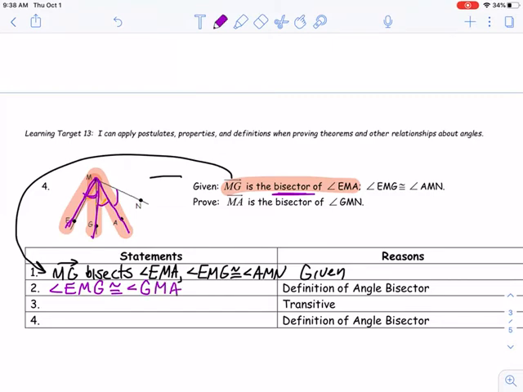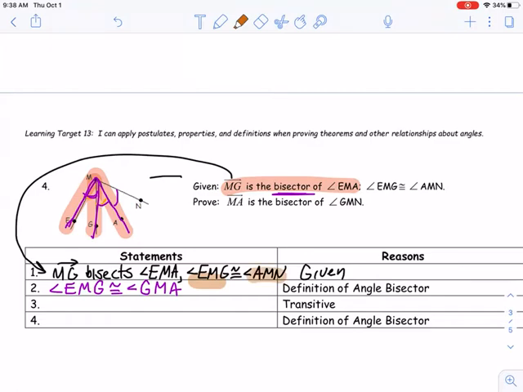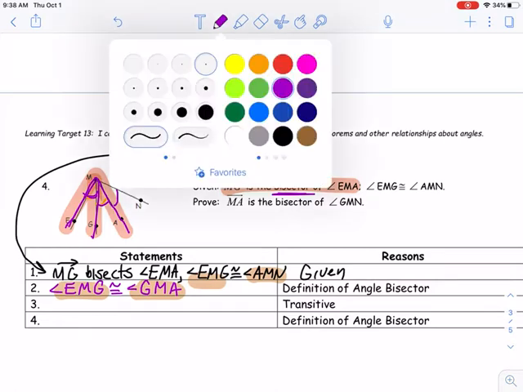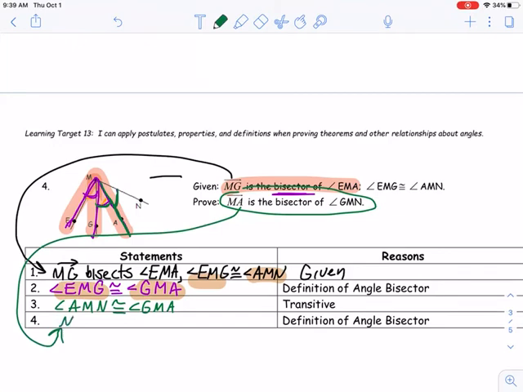Now notice here that EMG is congruent to AMN. EMG is congruent to GMA. So GMA and AMN are congruent to the same thing, so they must be congruent to each other. So since GMA and AMN are congruent, that must mean that that's the bisector. And in fact, that's what we set out to prove, and that's true by definition of bisector. So that's the punchline right there.